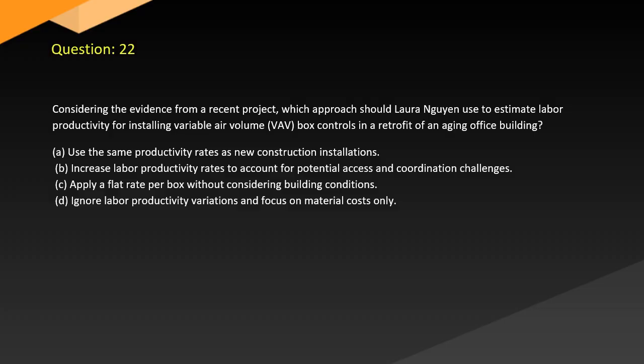Question 22. Considering the evidence from a recent project, which approach should Lauren Ewan use to estimate labor productivity for installing variable air volume valve box controls in a retrofit of an aging office building? A. Use the same productivity rates as new construction installations. B. Increase labor productivity rates to account for potential access and coordination challenges. C. Apply a flat rate per box without considering building conditions. D. Ignore labor productivity variations and focus on material costs only.